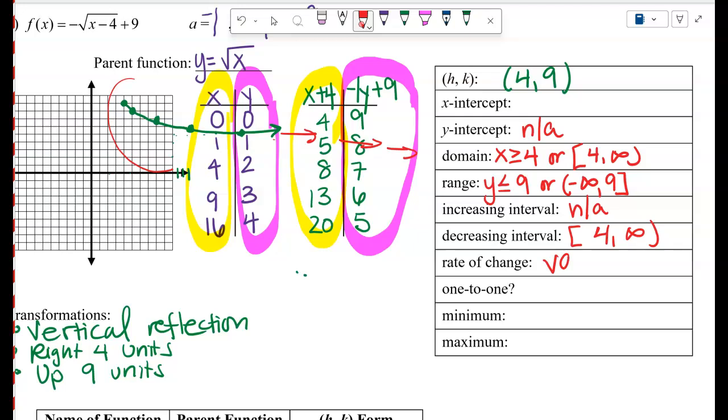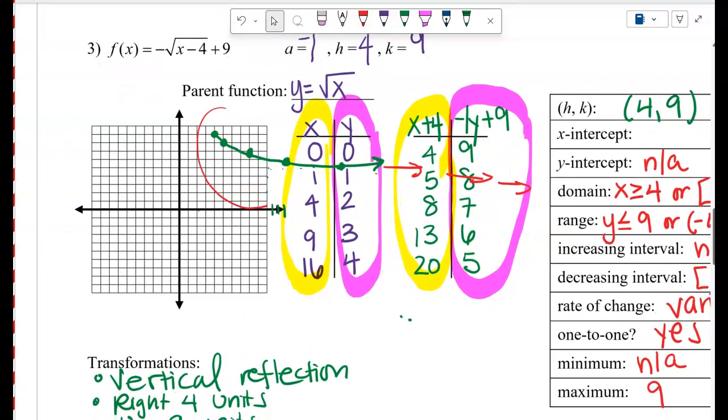Rate of change, we are going to write varies. It is a 1-to-1. We do not have a minimum. We do have a maximum, and the y value of that is 9. So that's your k value in essence. So the only thing we have to find manually is going to be your x-intercept.